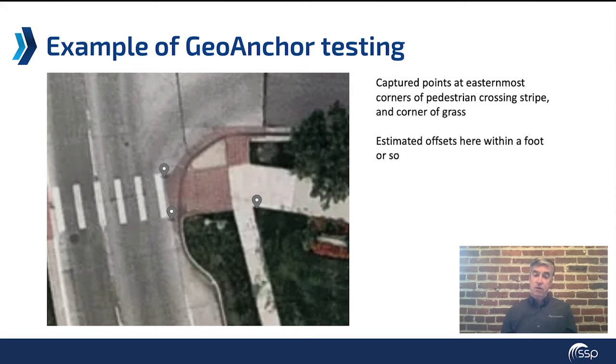And I haven't done really rigorous testing of this. Ultimately I want to do much more detailed testing against high precision GPS coordinates and do some real statistical calculations. But just from a number of quick tests like this one, I've been really impressed with the results. So here I placed points at the two corners on the east side of the pedestrian crossing there and at the corner of the grass. And just estimating from looking at this imagery, they're both within a foot or so of the position on the imagery. So much, much better than what we typically get from GPS only.